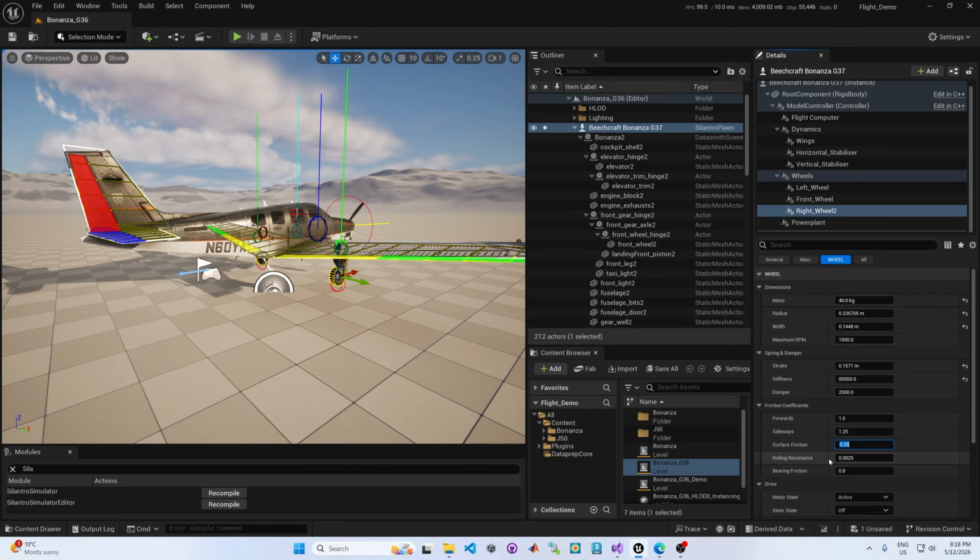The rolling resistance specifies the amount of friction that is applied as a function of the wheel rotational speed.